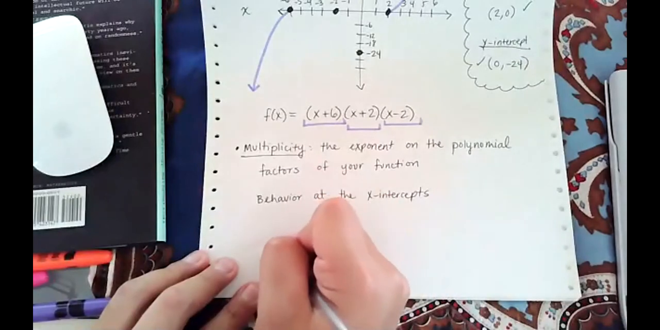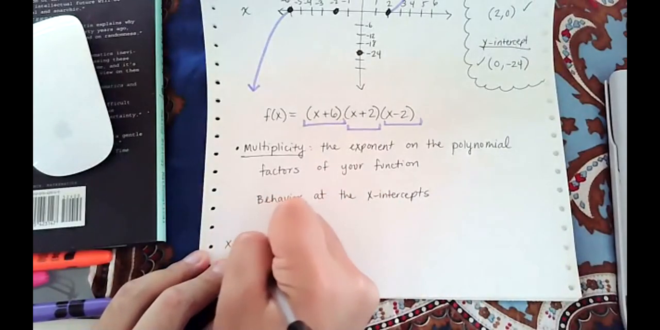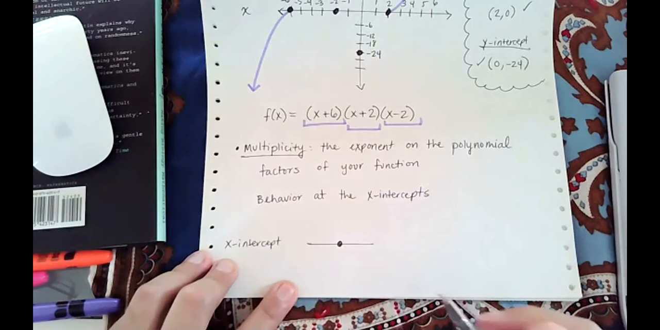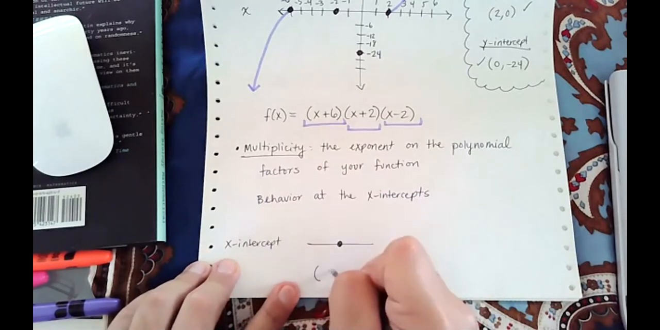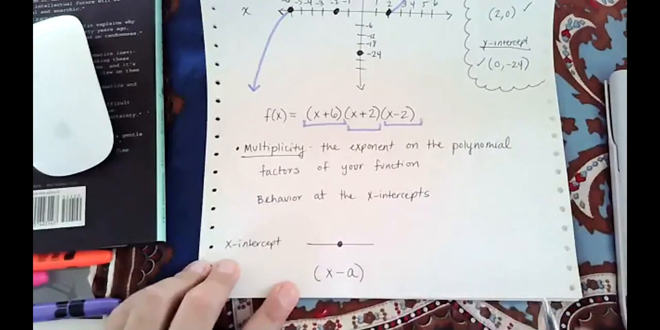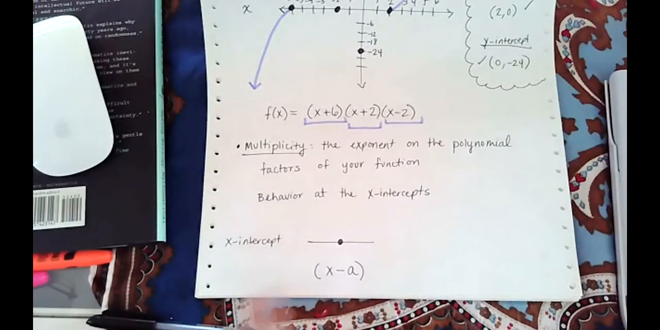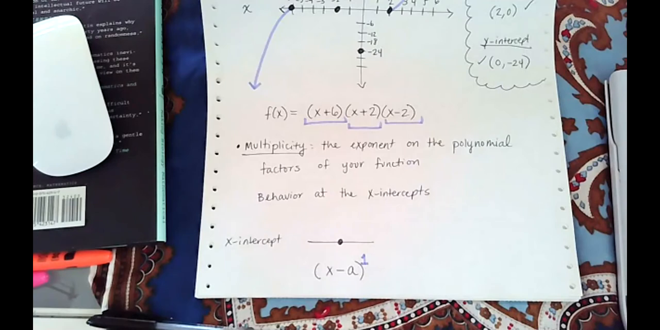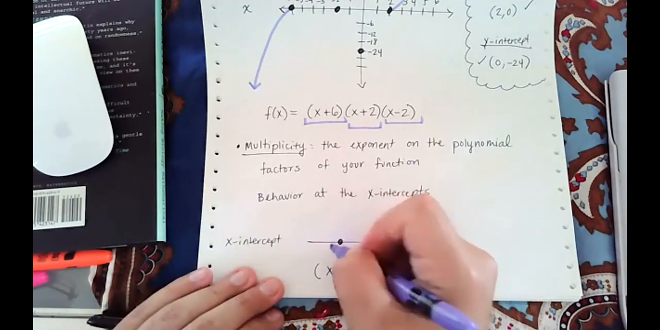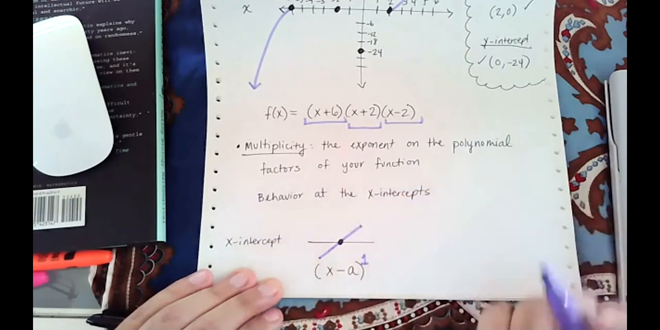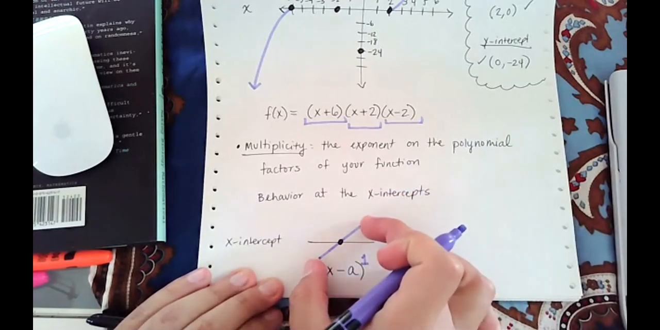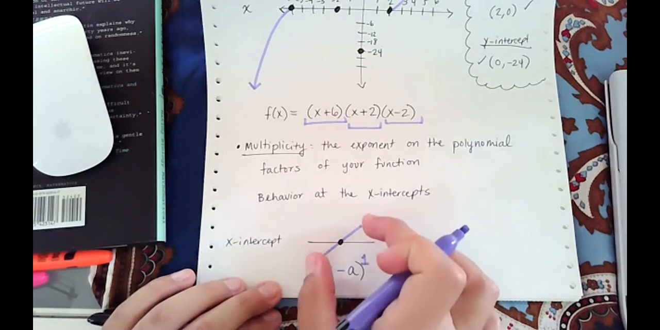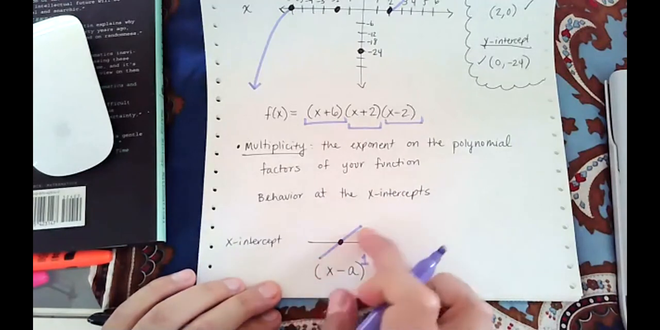So if, for instance, this is my x-intercept. I'm just going to draw a little diagram. Let's say I had an x-intercept here. If this factor was x minus some number, let's say x minus a, and it didn't have an exponent, well, then I would know that this is an automatic exponent of 1 on that factor. What the graph looks like is that your graph will pass right through the x-axis like a straight line, because this is a linear factor. So the behavior of the function at that x-intercept is going to be linear.